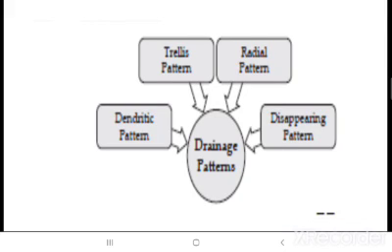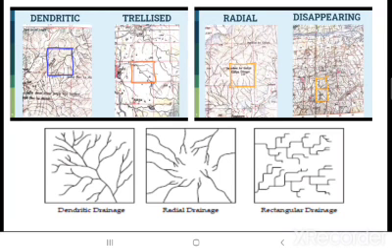Now moving ahead, the different types of patterns of the drainage. There are basically 4 types. They are dendritic, trellis, radial, and disappearing. Now discussing each one of them. Now look at the slide. I have some pictures over here to make it more clear.